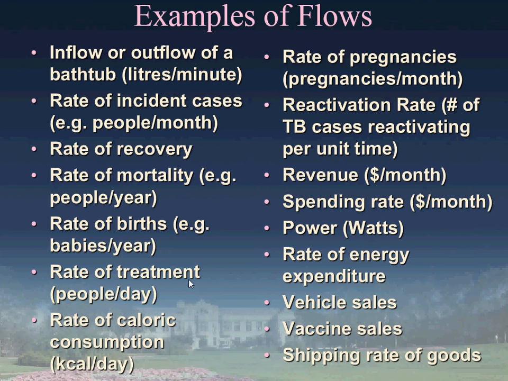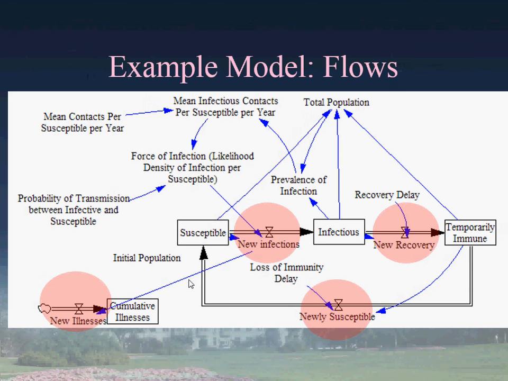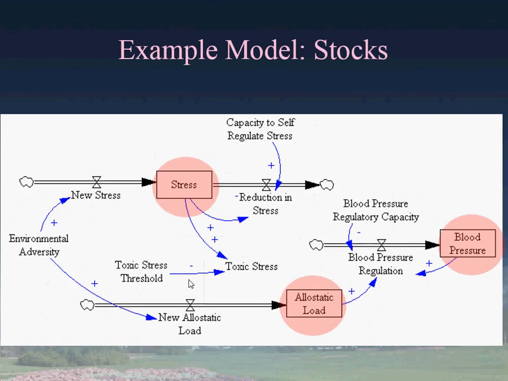When we're talking about rates, we're generally talking about flows. Our spending rate, right? Power in terms of watts is a rate. So these are examples of flows. Stocks might be something like stress, blood pressure, allostatic load. Those are quantities we can measure at a given time.